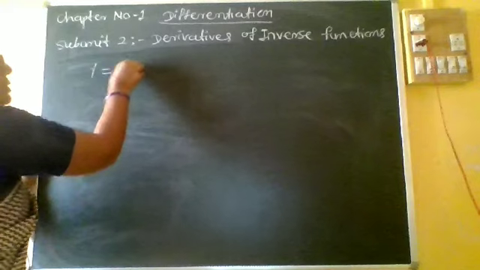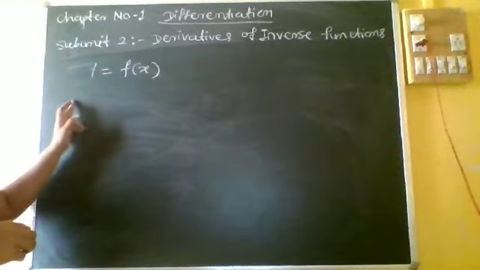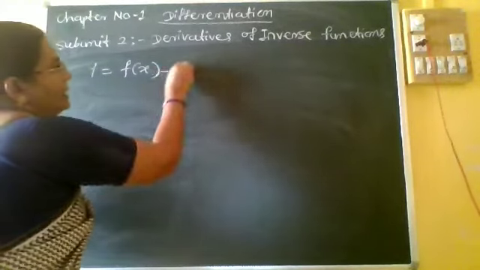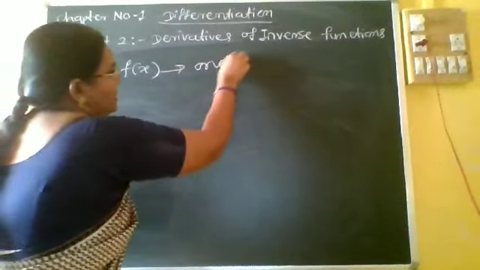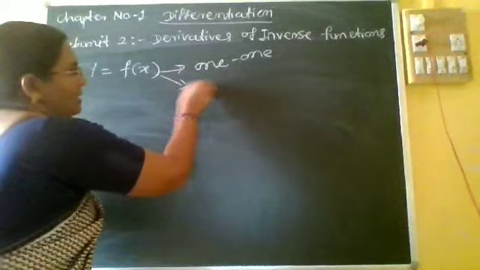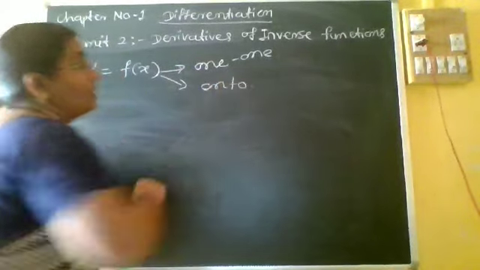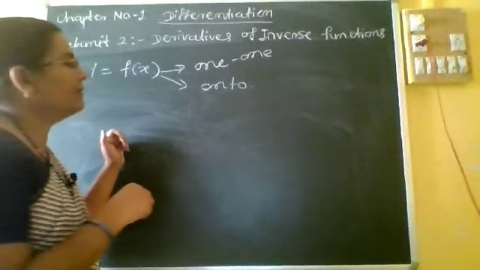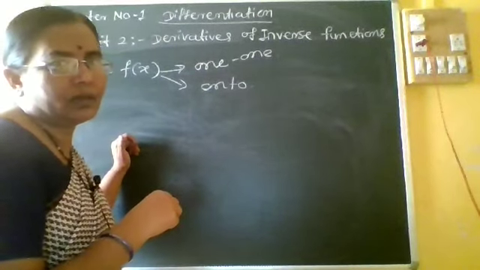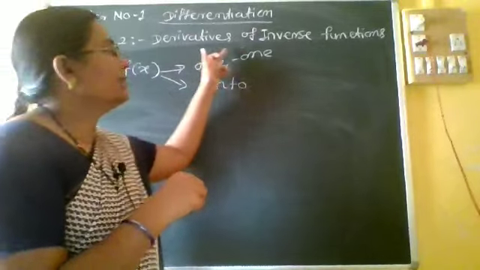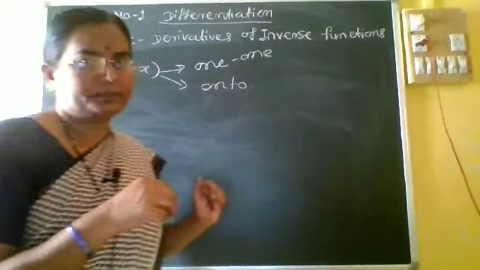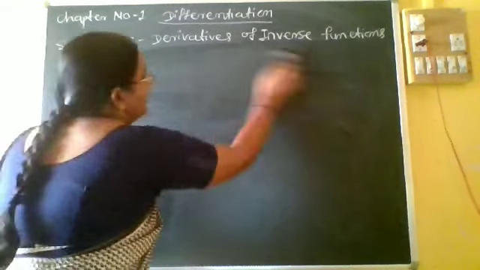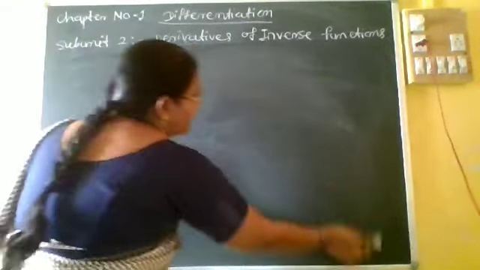Suppose one kind of function is y is equal to f of x, and whenever this function is one-one and onto, then only we differentiate the inverse function, and we find the derivative of the given function by using the derivatives of the inverse function. Let us see what the inverse functions are and what kind of derivatives these functions have.